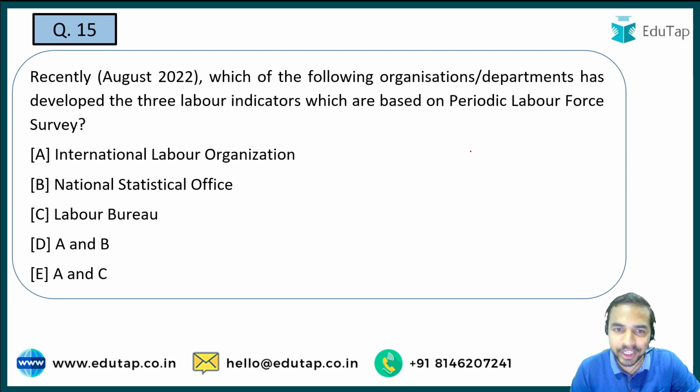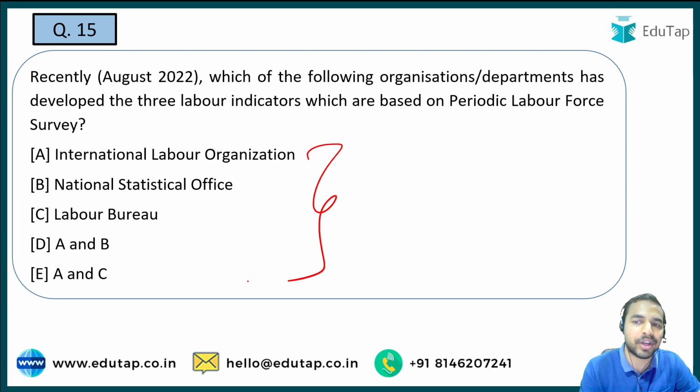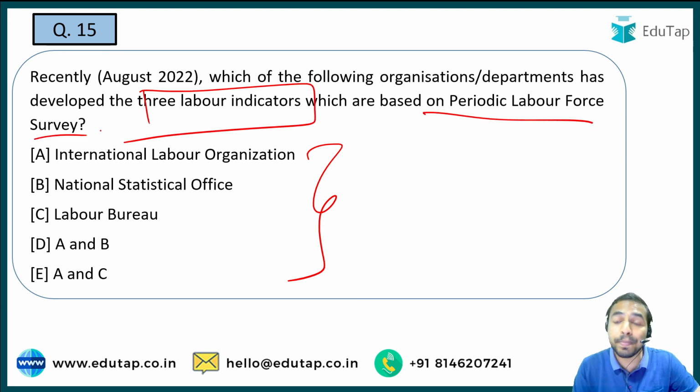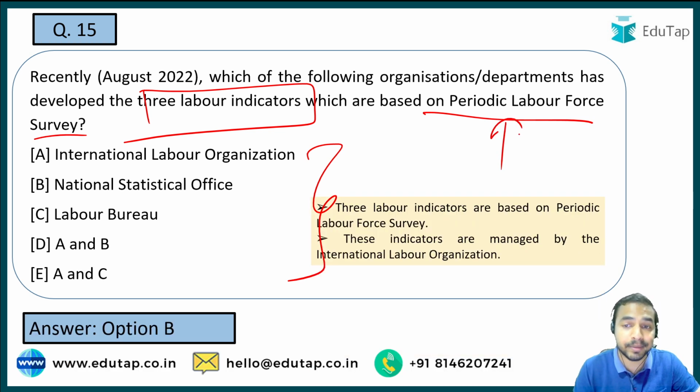Next question. So the next question is, you are required to tell me the name of the organization or the department which has developed 3 labor indicators which are based on the periodic labor force survey. तो periodic labor force survey के ऊपर base उन्होंने 3 labor indicators launch किए हैं. You are just required to tell me the name of the organization. So guys, when we talk about the periodic labor force survey, it is being launched by the NSO, and that is why here once again the right answer to this is National Statistical Office.